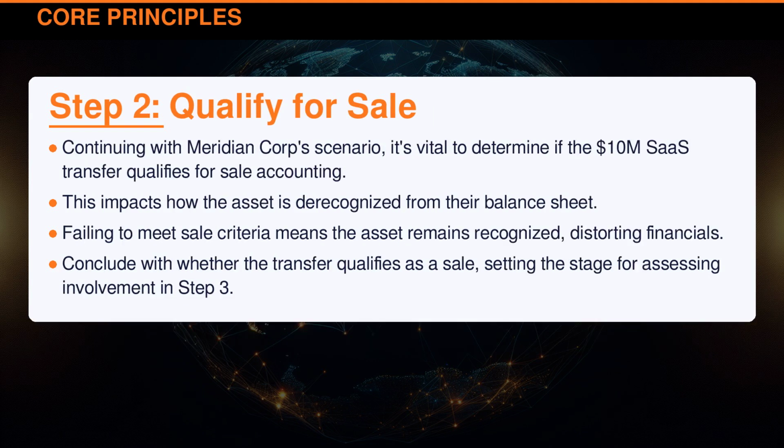Continuing with Meridian Corporation's scenario, it's vital to determine if the $10 million SaaS transfer qualifies for sale accounting. This impacts how the asset is derecognized from their balance sheet. Failing to meet sale criteria means the asset remains recognized, distorting financials. Conclude with whether the transfer qualifies as a sale, setting the stage for assessing involvement in Step 3.